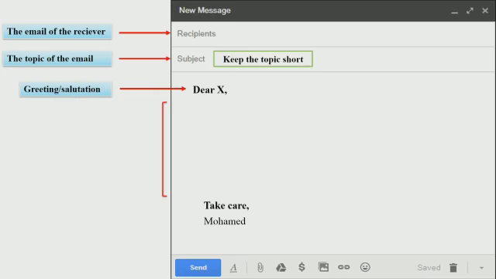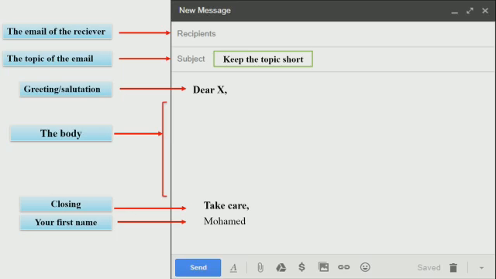Nice. And then we have a greeting or salutation: dear X, hi X, hello X. Because this is your friend, it's okay to use these. And next we have the body. The body is the message, the thing you want to tell your friend, okay? And then we have a closing, so you close the email, you say take care, goodbye for now, best wishes, okay? And then finally, last but not least, your first name, because this is your friend, you use just your first name, okay? Nice, you don't need to use your family name here.